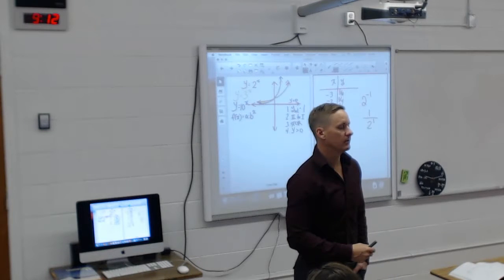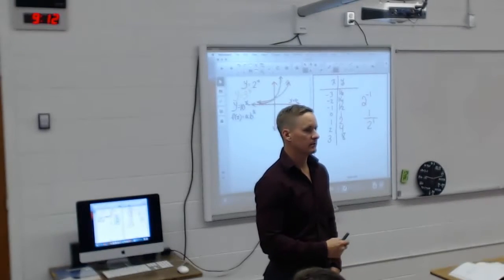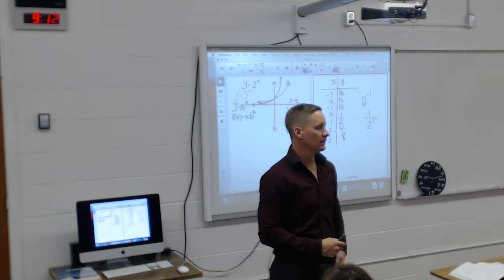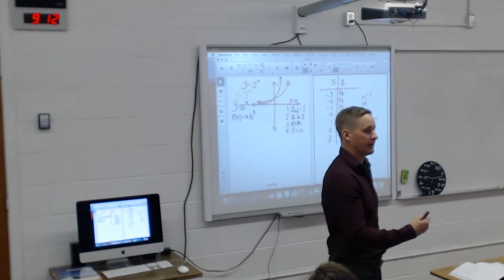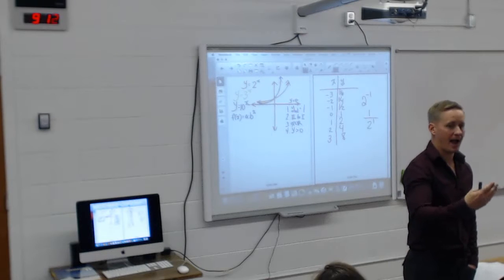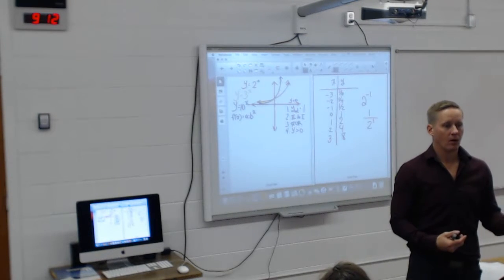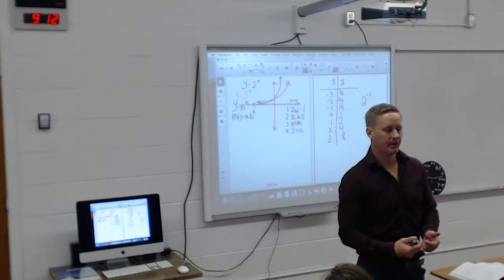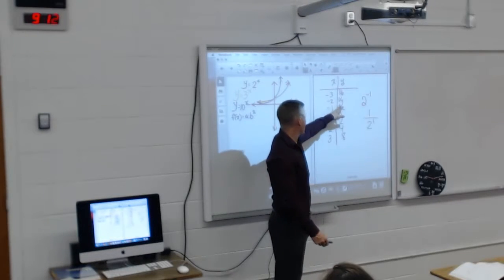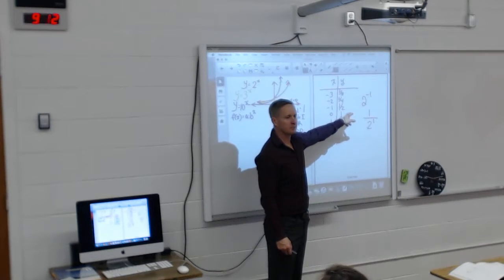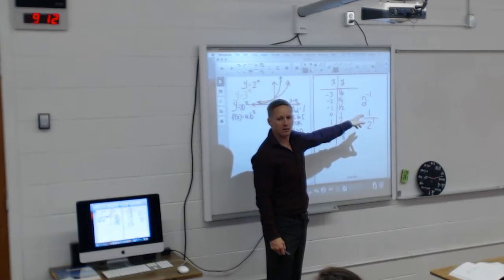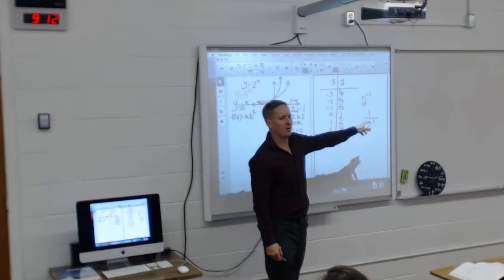Doubling. No, it's not doubling. It halves, right? So I'm actually multiplying, I'm not dividing, I'm multiplying each one by a half. Essentially that's what's happening. But more importantly, what about the size of that number? As this number gets smaller, what's happening to that guy? Smaller and smaller and smaller.